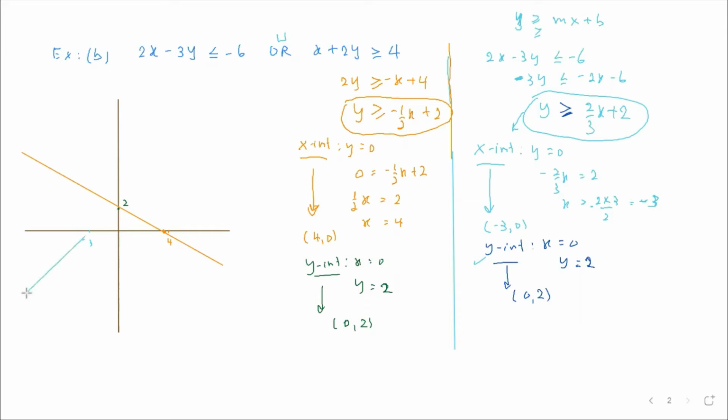Now you have the graph here. Okay, so this point is negative 3. Then this one you label y greater than or equal to 2/3x plus 2. And this one you label it y greater than or equal to negative 1/2x plus 2.